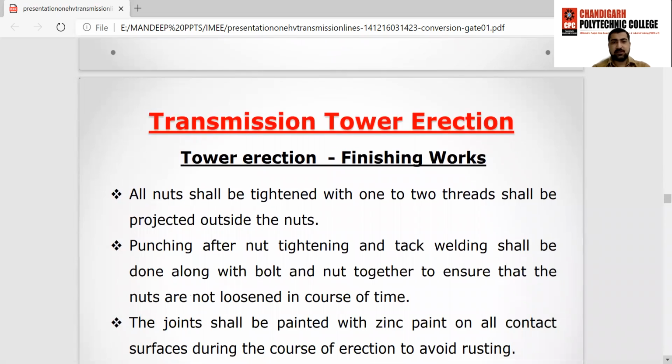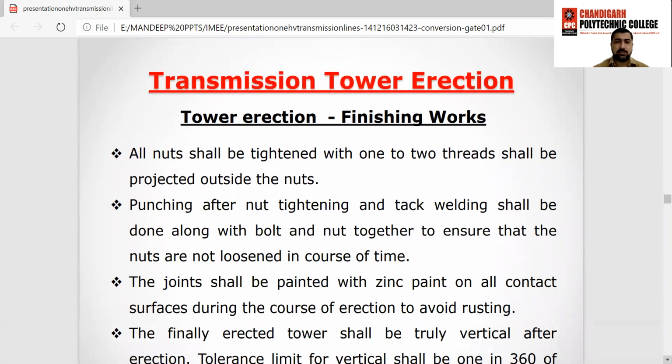Tower erection finishing works. All nuts shall be tightened with one to two threads projecting outside the nuts for assurance of tightening. Punching after nut tightening and tack welding shall be done along with bolt and nut together to ensure that the nuts are not loosened in course of time.